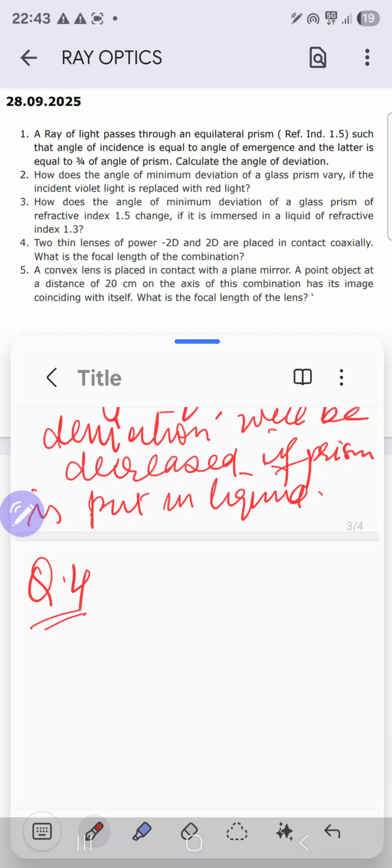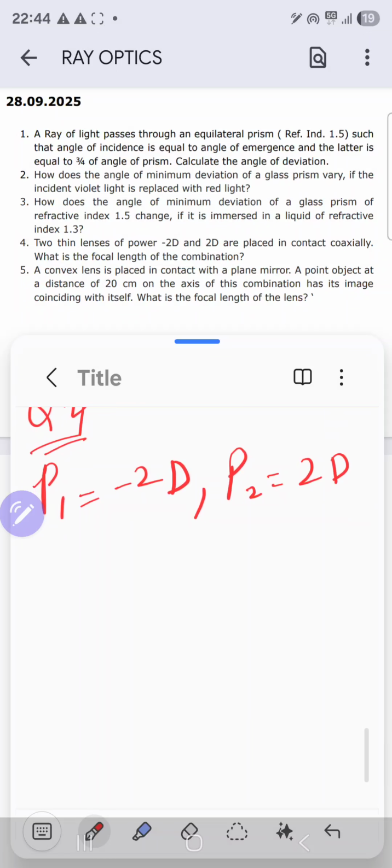Question number 4: two thin lenses of power minus 2 diopter and 2 diopter are placed in contact coaxially. What will be the focal length of the combination?